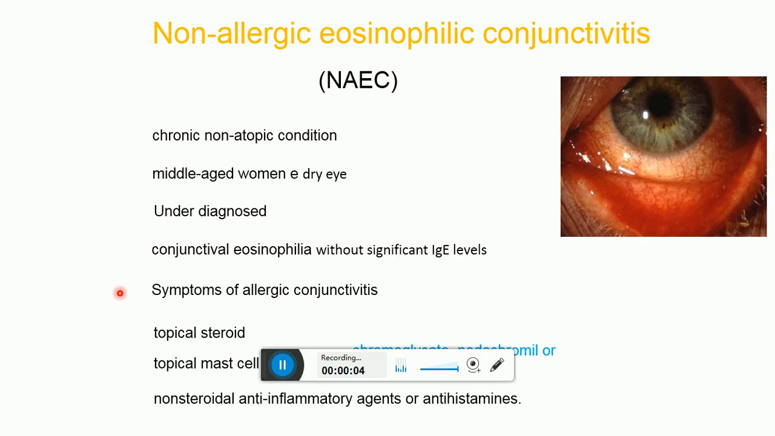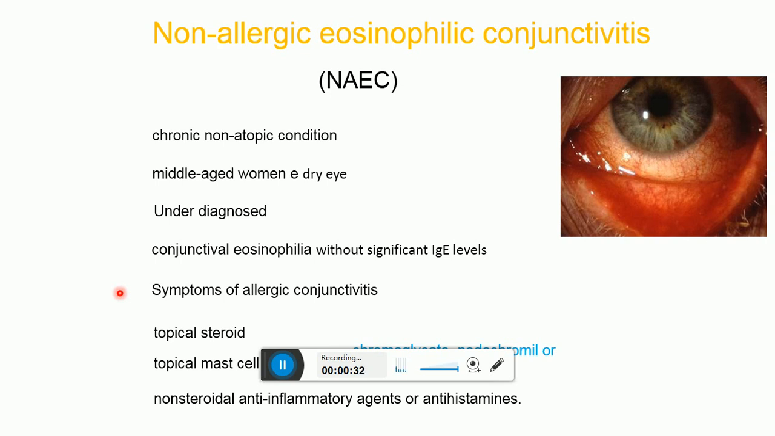Today's topic is non-allergic eosinophilic conjunctivitis, contact allergic blepharoconjunctivitis, giant papillary conjunctivitis, and conjunctivitis in blistering mucocutaneous disease, in which there is mucous membrane pemphigoid and Stevens-Johnson syndrome. So the first one is non-allergic eosinophilic conjunctivitis. It is a recently proposed condition.